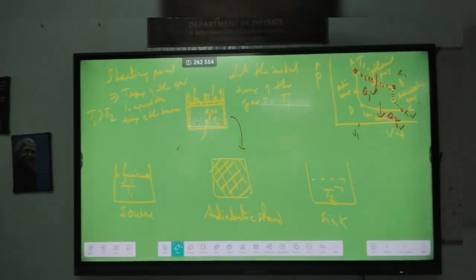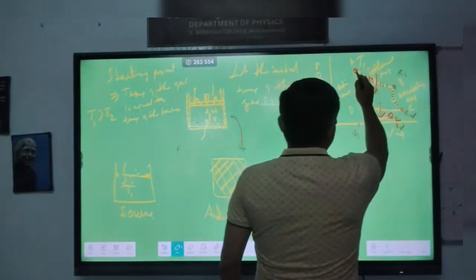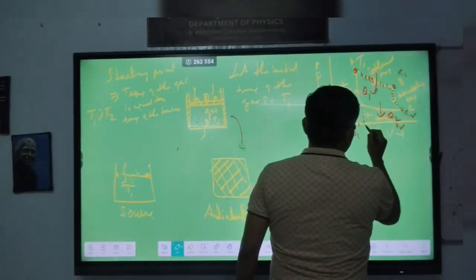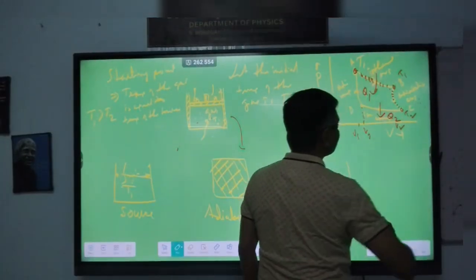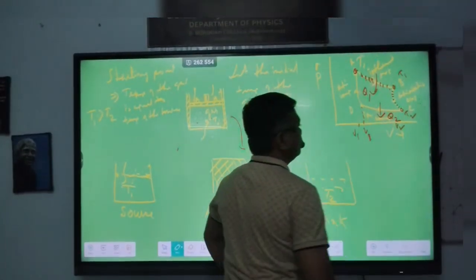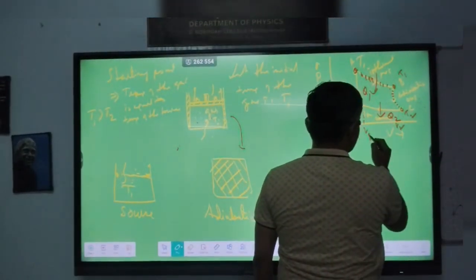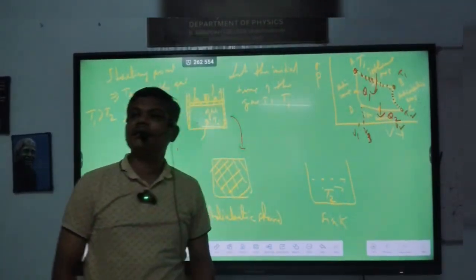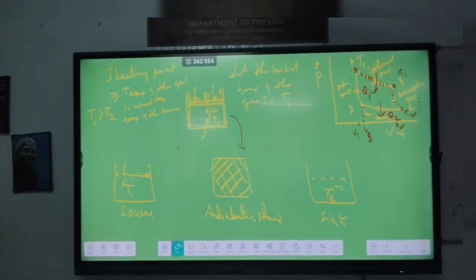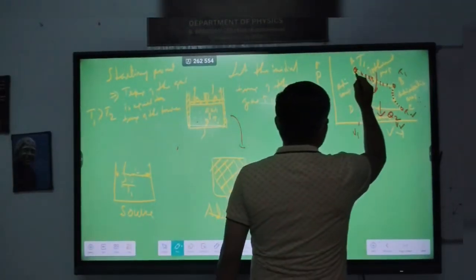Initially it was at V1, so it will be coming up to this, not V1, V3. This is V1, this is V2, this is V3. So up to a certain volume V3 I will compress it, so the volume comes down from V2 to V3. So I will compress the gas up to V3.